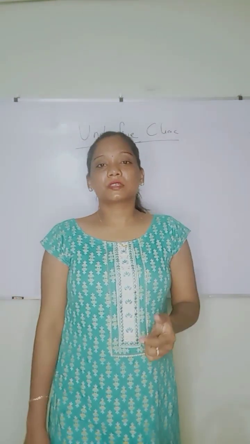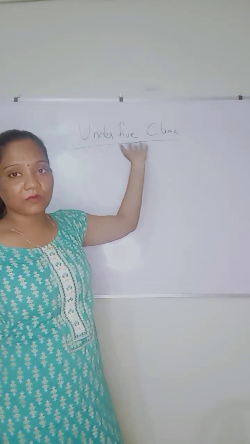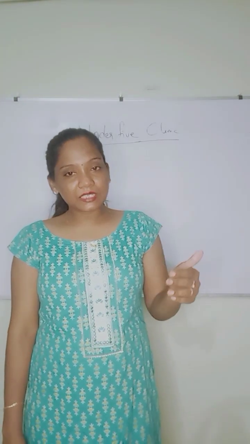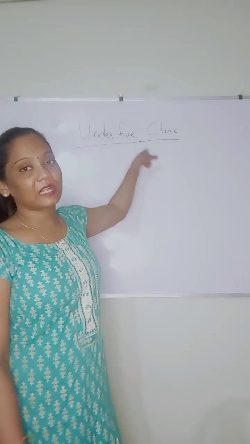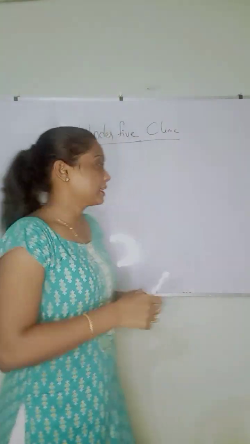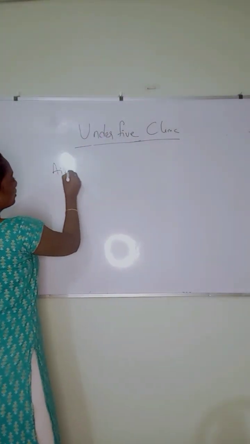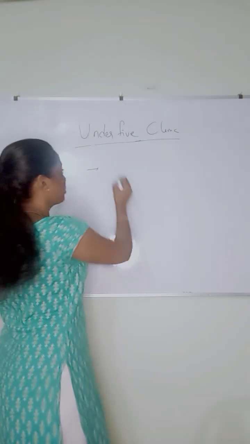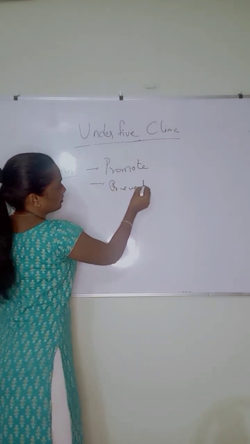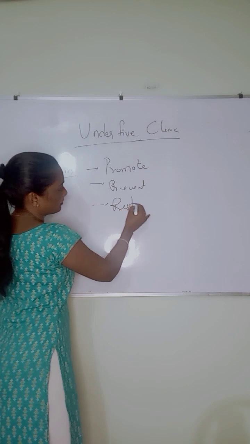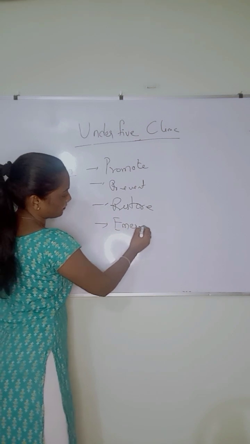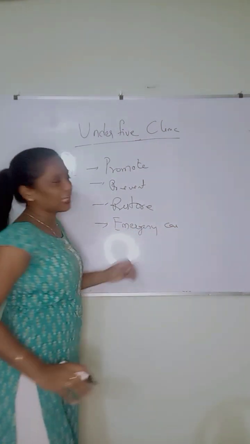Among preventive pediatric nursing, one of the strategies the government is using to prevent illness or disease in children is the under 5 clinic. The main aim of the under 5 clinic is to promote health, then prevent disease, then restore health, and provide immediate care or emergency care. So these are the main aims of under 5 clinic.